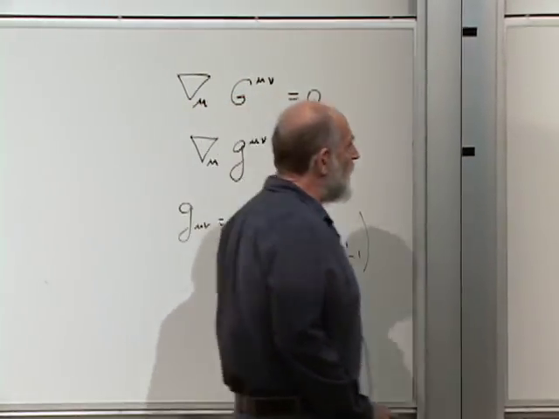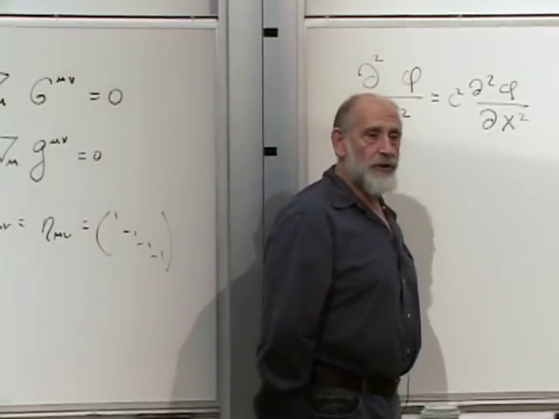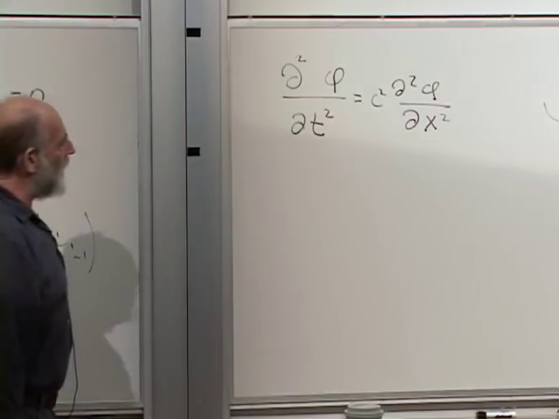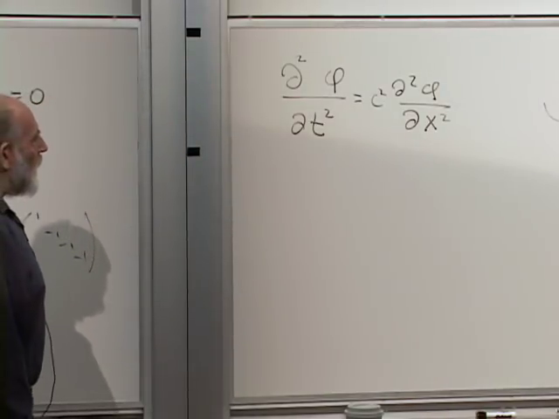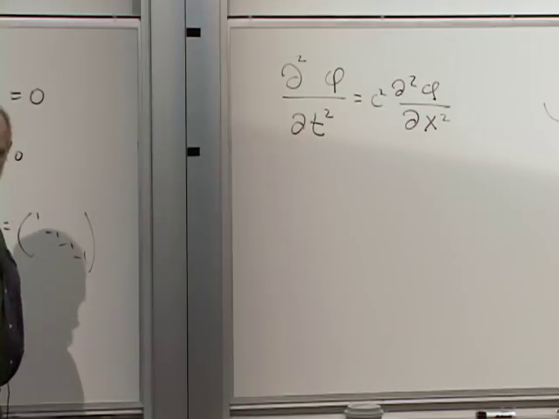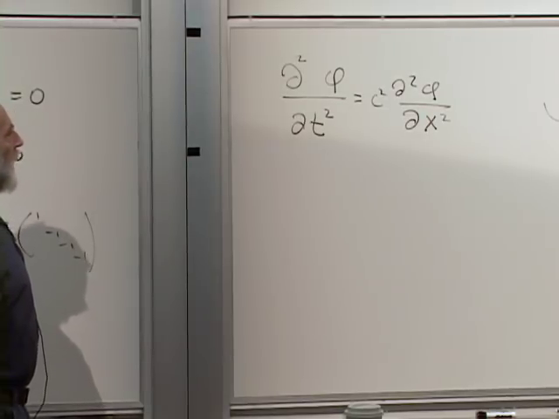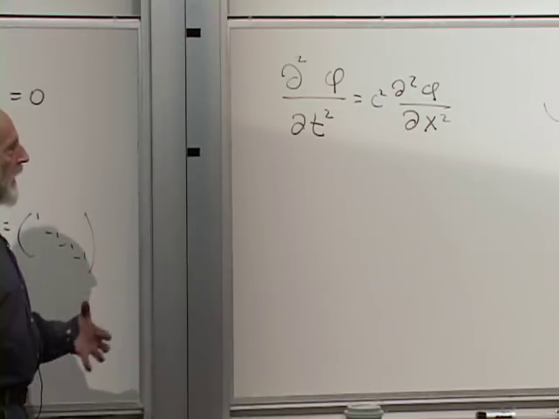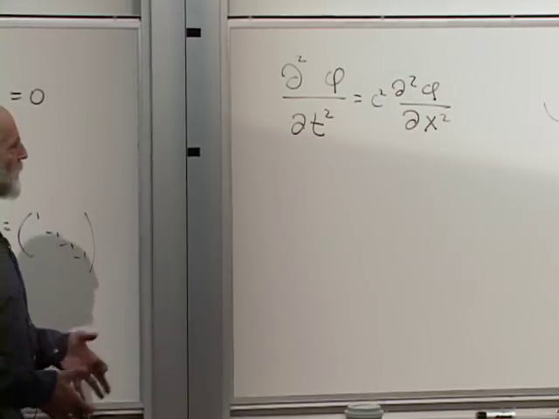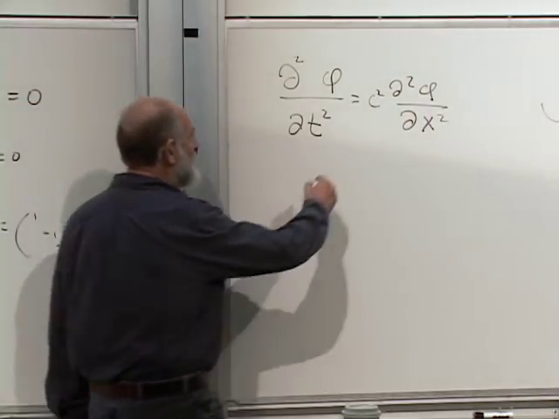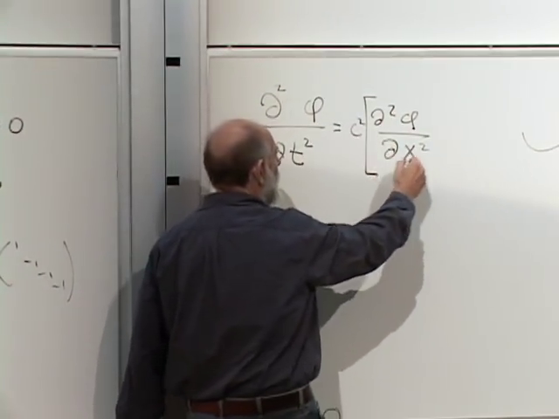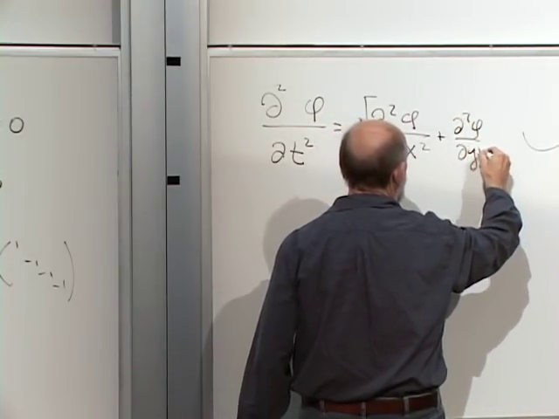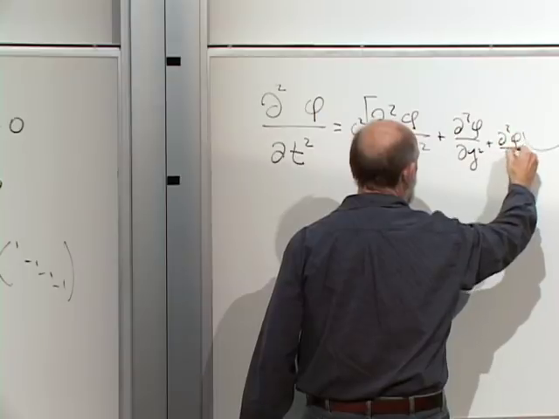Now, supposing I want my wave to be moving not along the x-axis, but along the y-axis, what do I do? Well, I just substitute y for x. What if I want my wave moving in a general axis? What do I have to do to this wave equation to describe the general kind of wave that can propagate in three spatial dimensions? And the answer is simple. You just add d second phi by dy squared plus d second phi by dz squared.